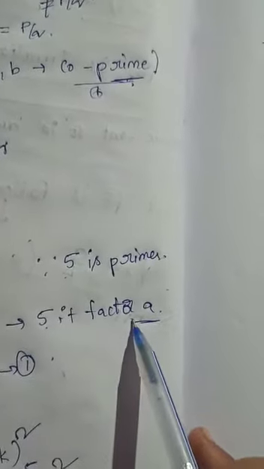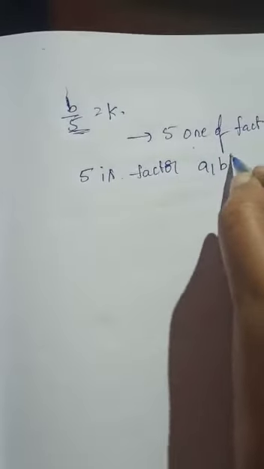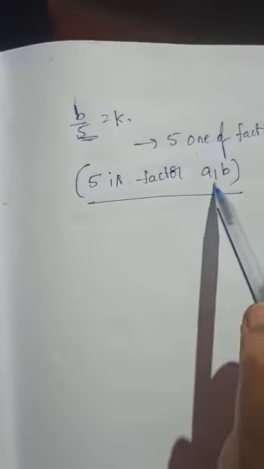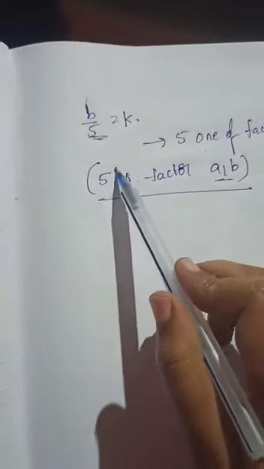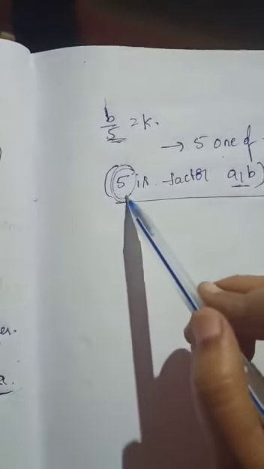5 is one of the factors of a and 5 is one of the factors of b. So 5 is a factor of both a and b. But here a and b are co-primes. Here we get that a and b have more than 2 factors.